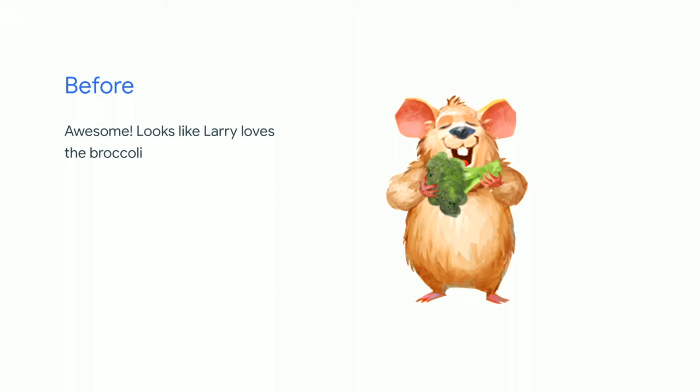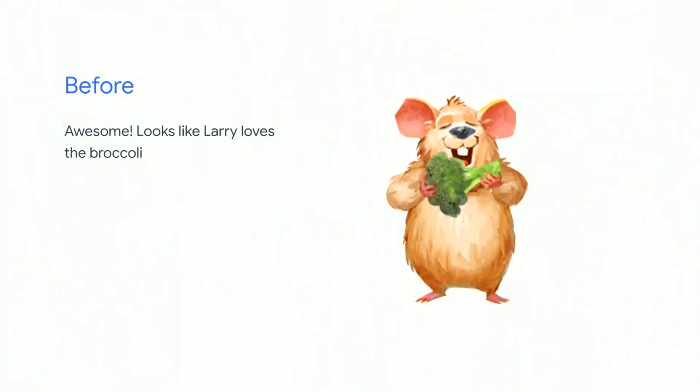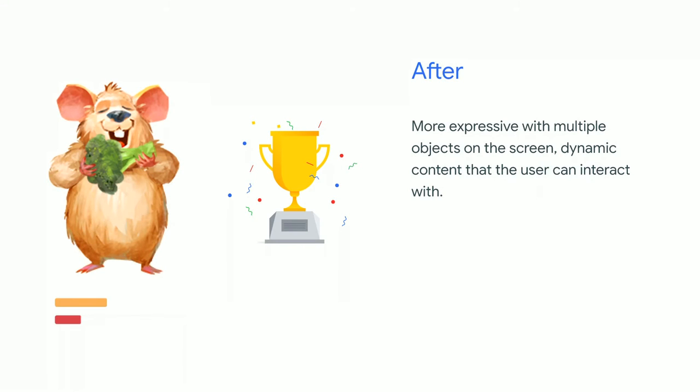With rich responses, I had a difficult decision to make. Should I show Larry the hamster eating the broccoli, or should I show the badge? So before interactive Canvas was available, I actually used a screen to show that Larry's eating the broccoli, and I used a spoken prompt to tell the user they earned a badge. I think that was, when using rich responses, a pretty smart way to balance the modalities.